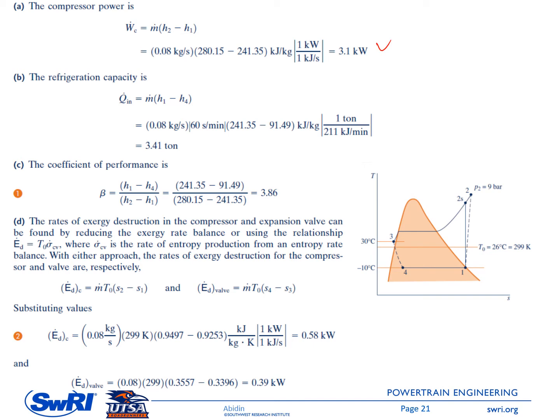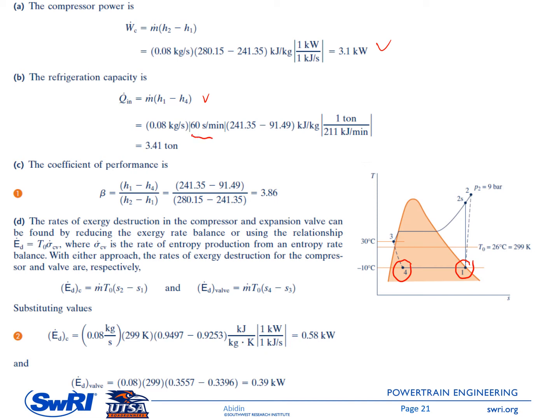The second question is the refrigeration capacity, with the same formula as in the previous example: m dot times H1 minus H4. Point 1 is at the exit of the evaporator, and point 4 is at the entrance of the evaporator. You have all the numbers, but make sure that you apply the unit conversion. First you need to convert the unit from per second to per minute.